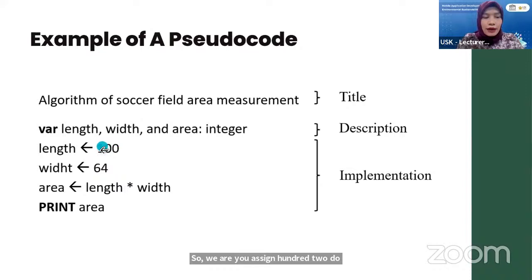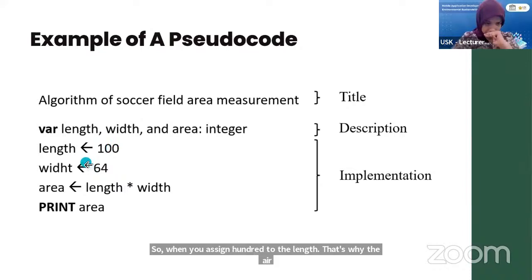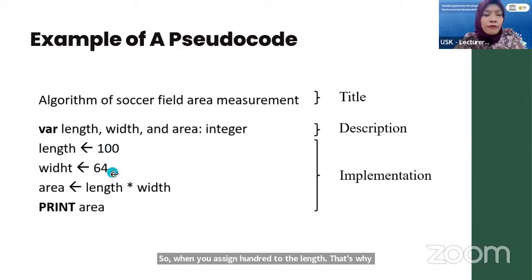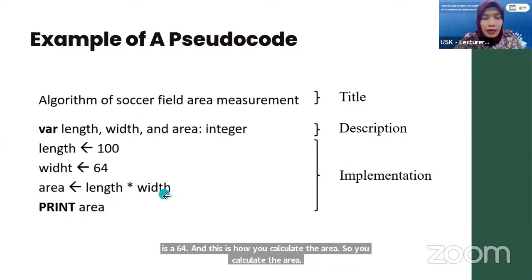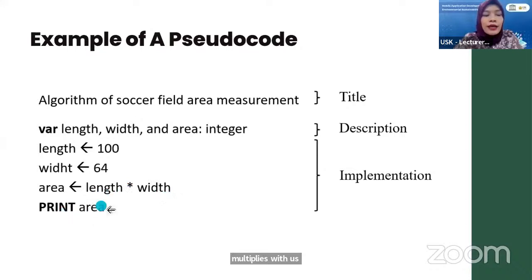That's why the arrow is to the left. And then you have the width, that is 64. And this is how you calculate the area. So you calculate the area, length multiplies width. And then at the end, you print the area. All right.